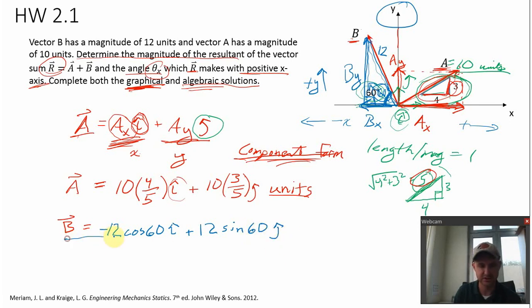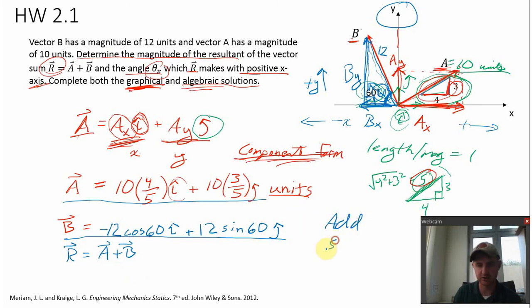Okay, so now that I have vector A and vector B in component form, the resultant is the addition of these two. When you add vectors, you can only add similar components. That means you can only add the x components together and only add the y components together.